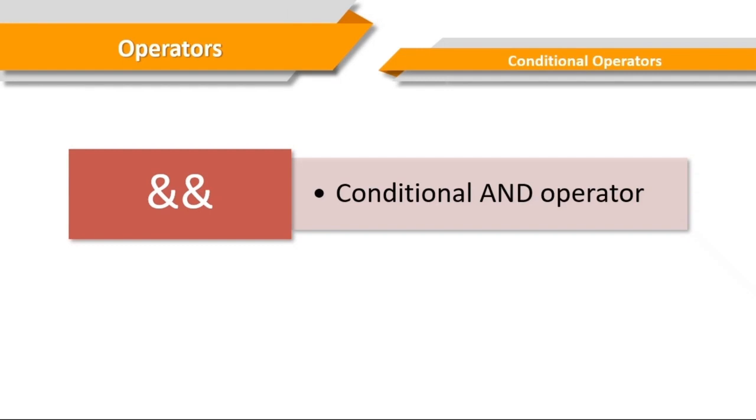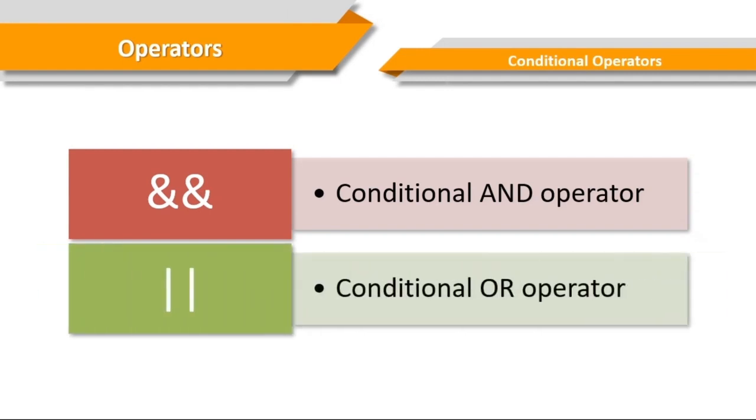Then we have conditional OR operator. So this operator is represented by this symbol. It's called a double pipe. So in this operation, the result is true if either of the operands happen to be true. So this operator doesn't check the second condition if the first condition is true. It checks the second condition only if the first one is false. All right, so why don't we do some examples with conditional operators in Android Studio, and you'll see how we can use them to our benefit.